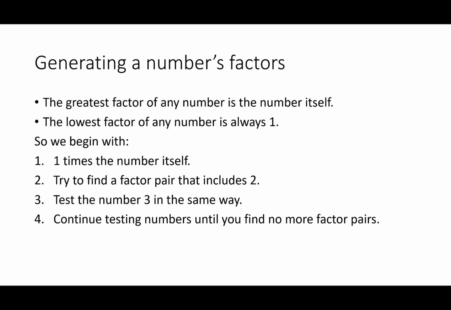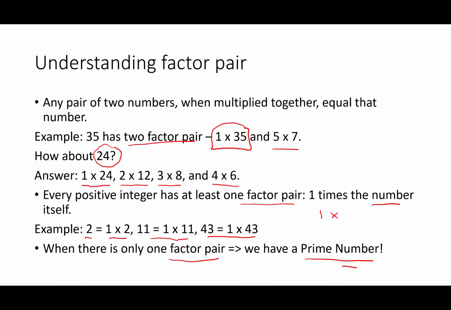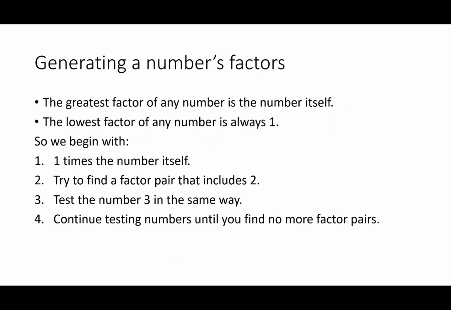So how can we generate a number's factors? Remember that the greatest factor of any number is the number itself, and the lowest factor of any number will be 1. Have a look here. In this example, for 2, we have 1 times 2. For number 35, we have 1 times 35. For 24, we have 1 times 24. So the largest factor will be the number itself, and the smallest factor will be the number 1.